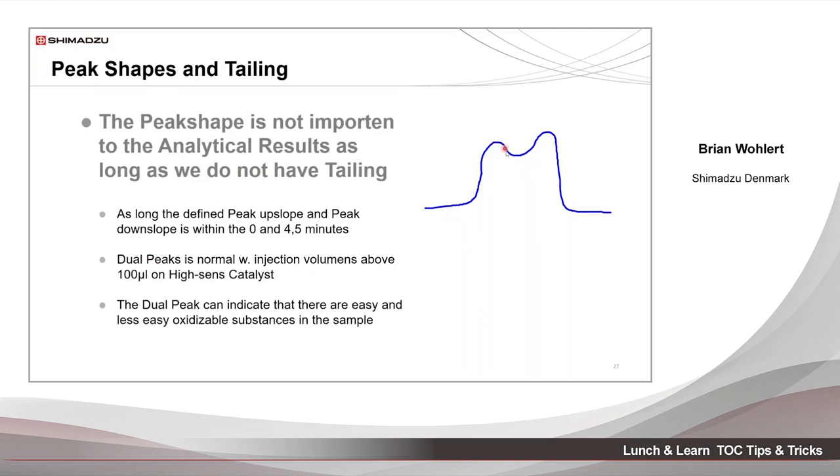Sometimes we also see double peaks, and this is especially when we have sample injection volumes above 100 microliter and when we are using the high sensitivity catalyst. It doesn't matter that we have double peaks. This is quite normal, and the instrument detects the total area of the peak.